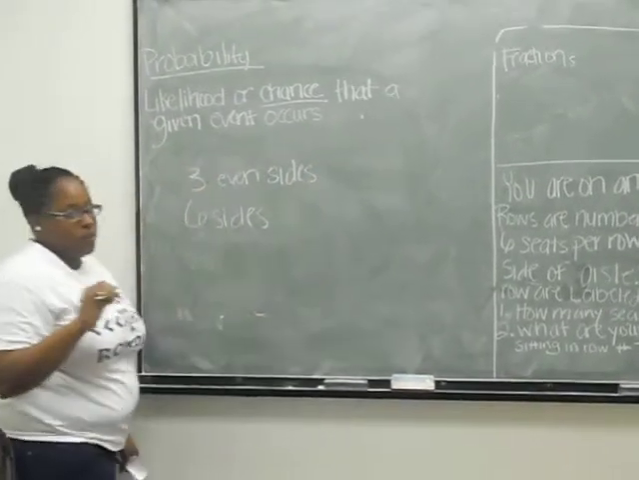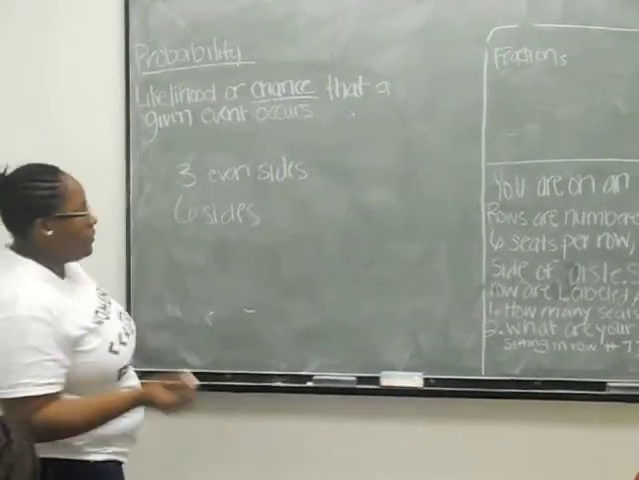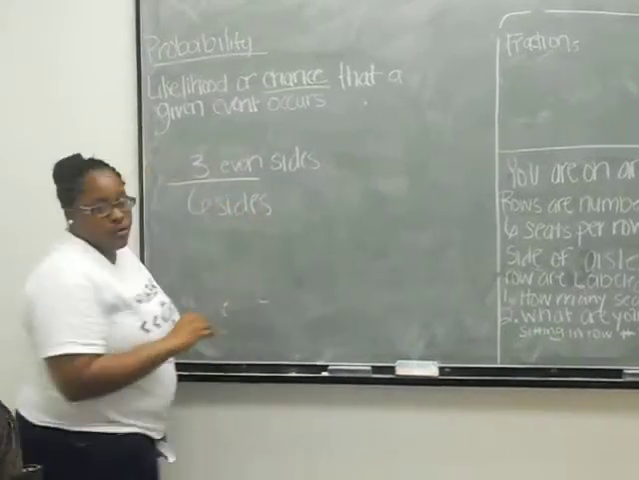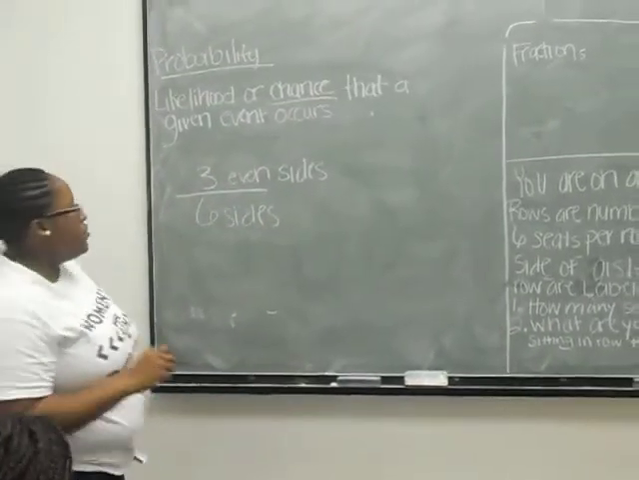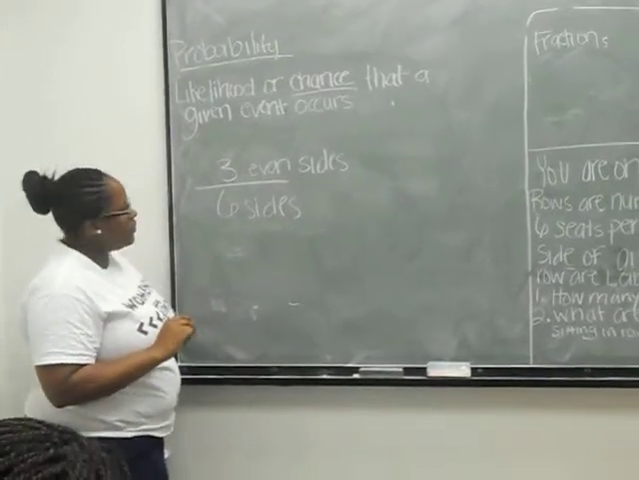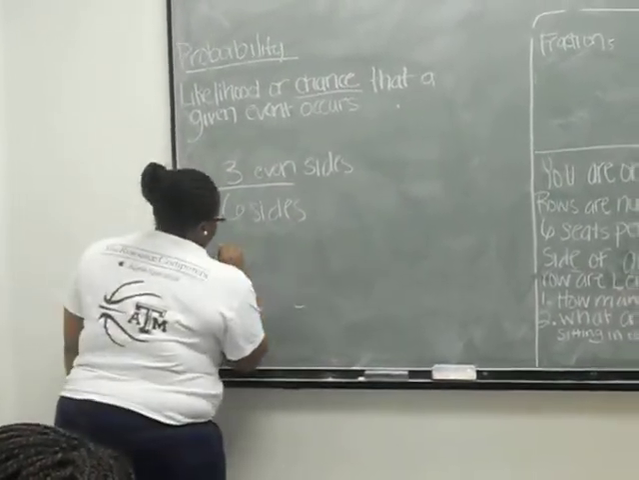So, what would be the probability of us rolling an even number? 3 over 6. And is this in its lowest form? No. What would we reduce 3 over 6 to? 1/2. Good job, Jasmine.